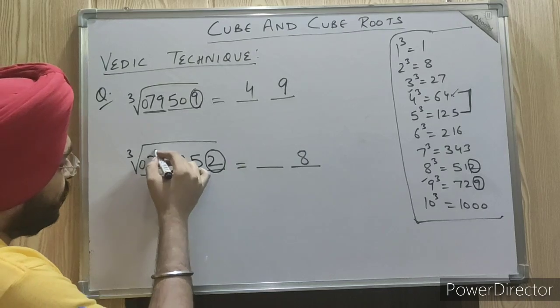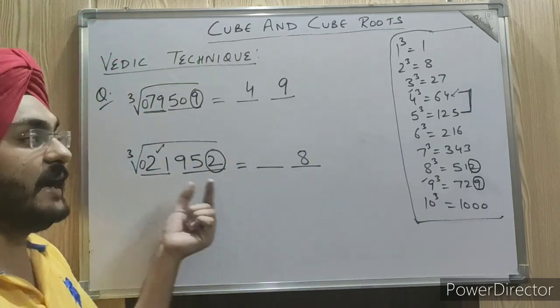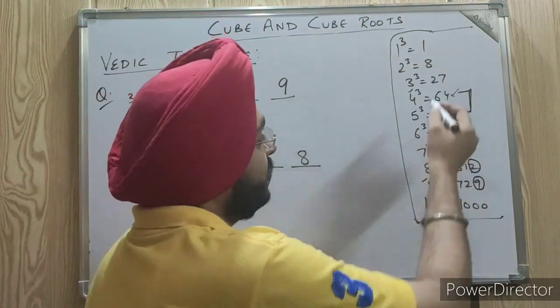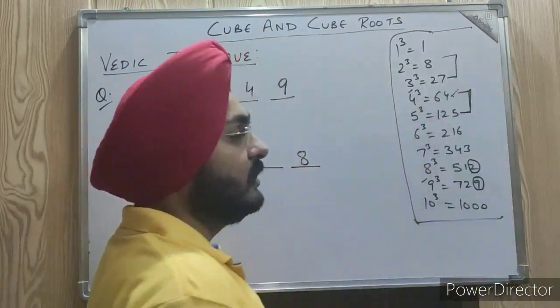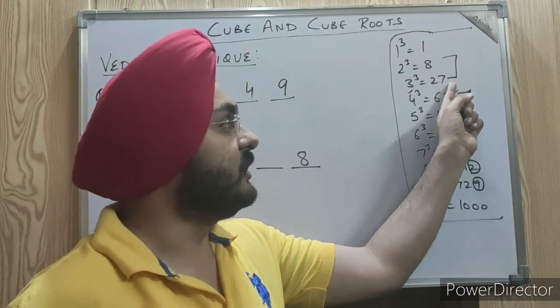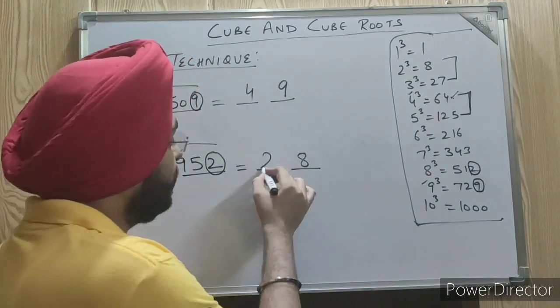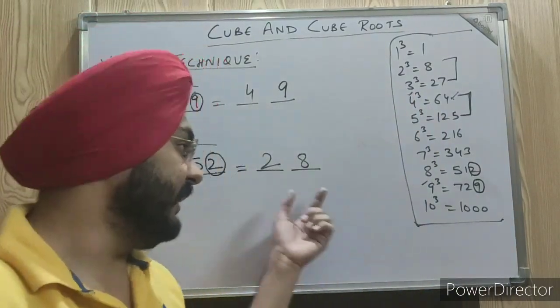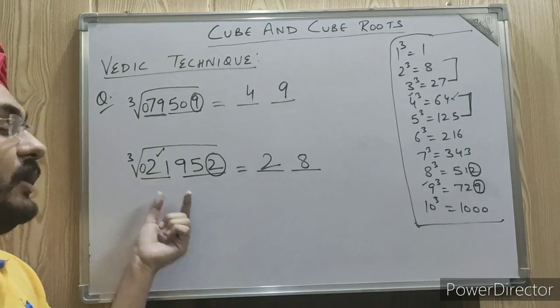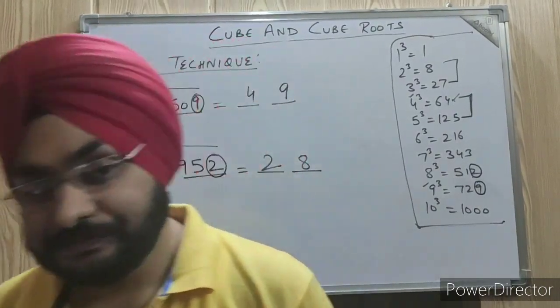Now see this one, 21. This 21 lies between which two numbers? 8 and 27. Which one is smaller? 8. And whose cube is this? 2. So the answer will be 28. When you find the cube of 28, you will get 21952. So coming to the next question.